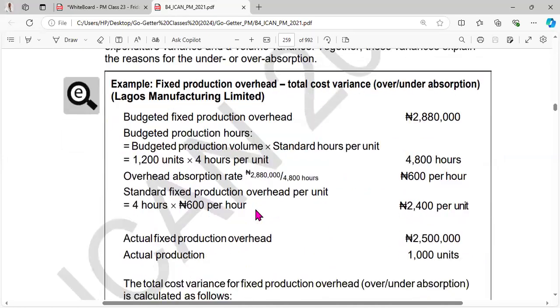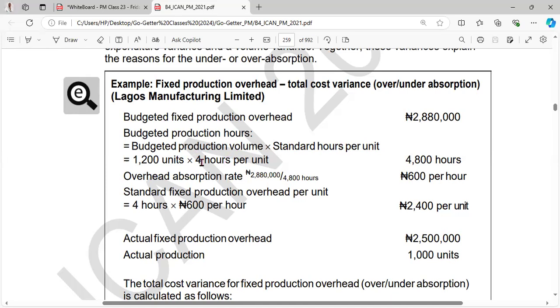Now let's look at this question again. This is what we have been doing before. The budgeted production overhead is 2,280,000. This is what was budgeted. Now the budgeted production hours is what has been budgeted. We budgeted production volume, which is 1,200 units, right? This is what we have been doing. Standard hours per unit, we said is 4 hours, right?